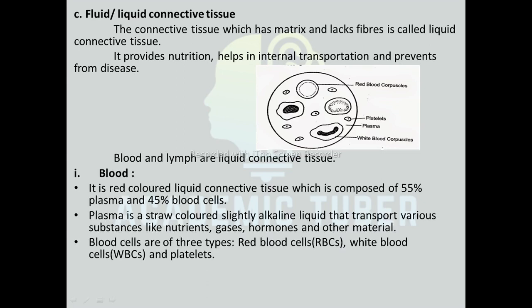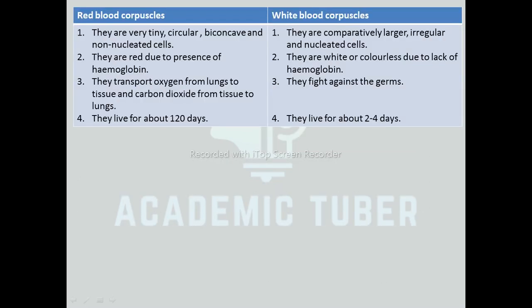Blood. It is a red color liquid connective tissue which is composed of 55% plasma and 45% blood cells. Plasma is straw color slightly alkaline liquid that transport various substances like nutrients, gases, hormones and other materials. Blood cells are of three types. They are red blood cell RBCs, white blood cell WBC and platelets. Difference between RBC and WBC. Red blood cells, they are very tiny, circular, biconcave and non-nucleated, whereas WBC, they are comparatively larger, irregular and nucleated.